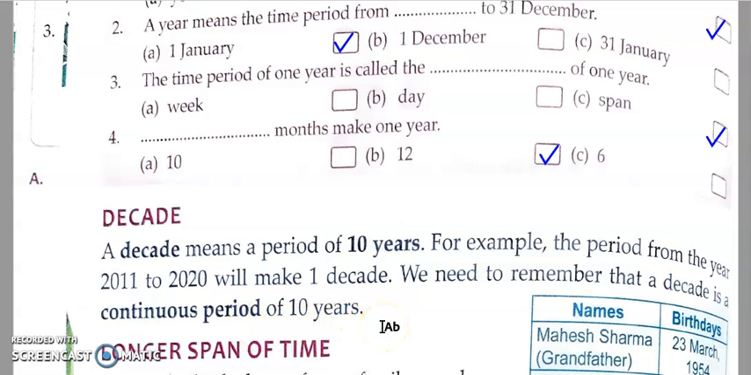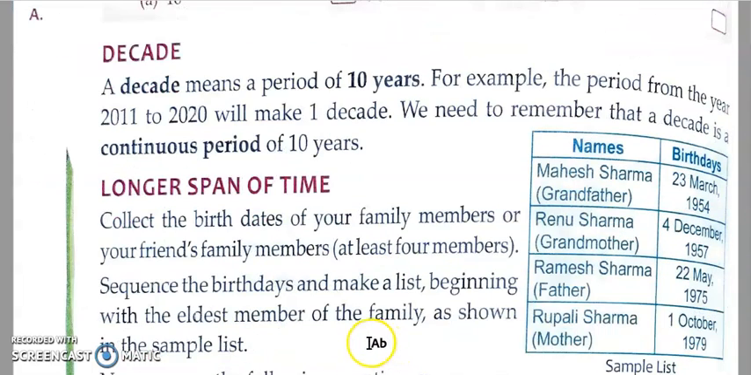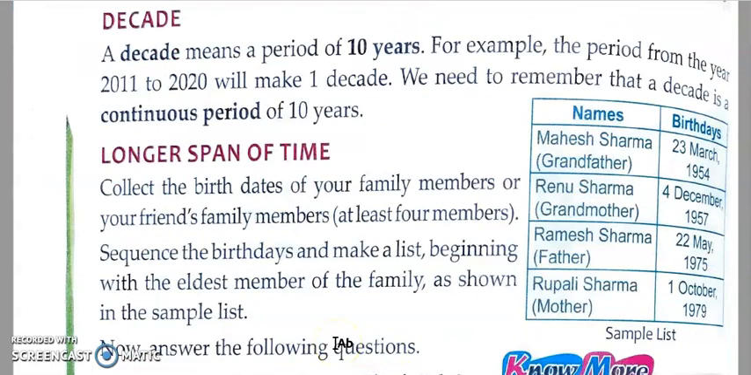Decade means एक साथ जो 10 साल होते हैं तो वो जो पीरियड है उसे बोलते हैं decade means 10 years. जैसे कि यहाँ पर एग्जांपल में दिया है 2011 to 2020. So continuous these 10 years is called decade. Now longer span of time.